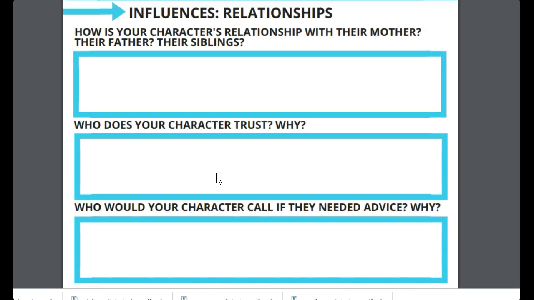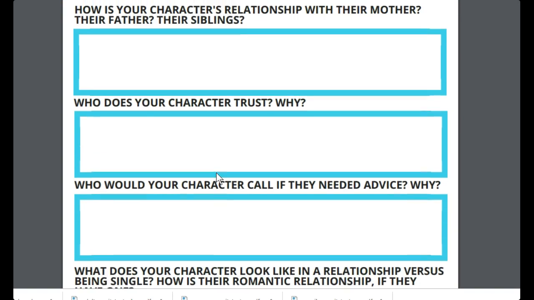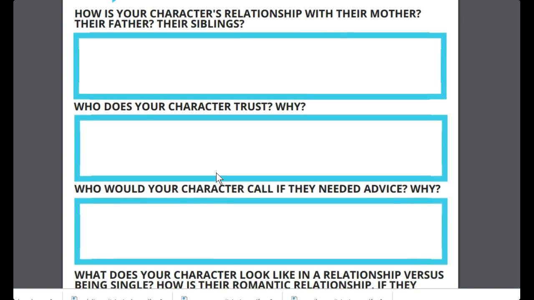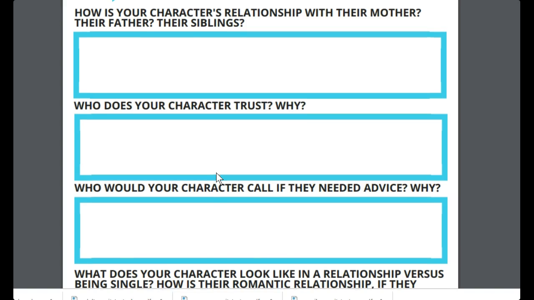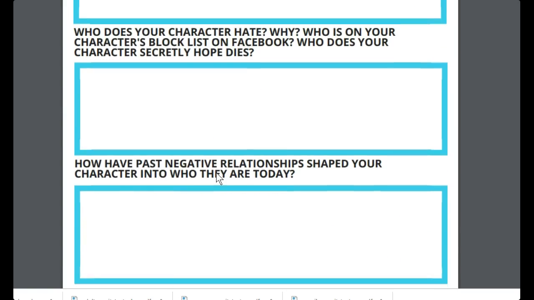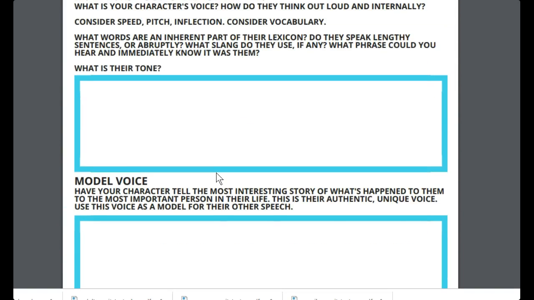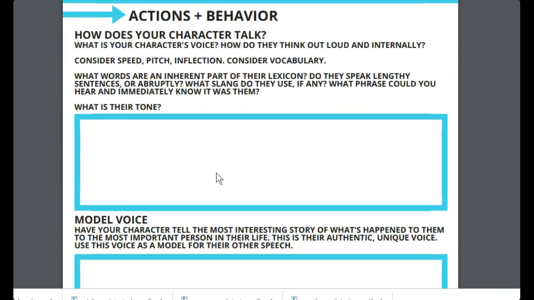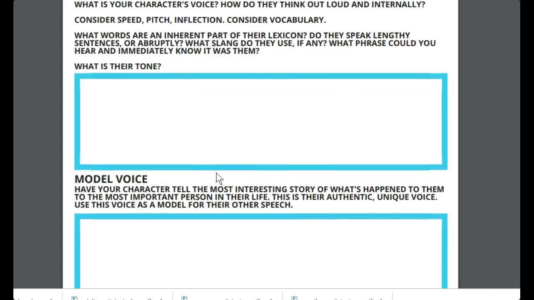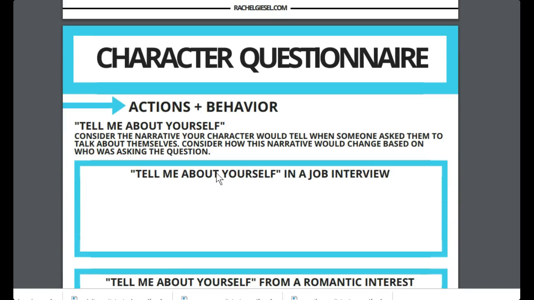How is your character's relationship with their mother, their father, their siblings? Who do they trust? Who would they call if they needed advice? And so this kind of goes on for a while. Again, you don't have to answer all of these questions, but these are just some things to think about. How does your character talk? Think about that. Do they have a certain dialect? Are there certain words that they always say?